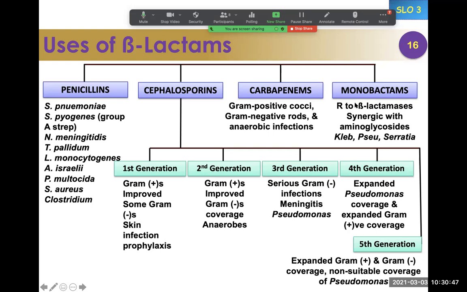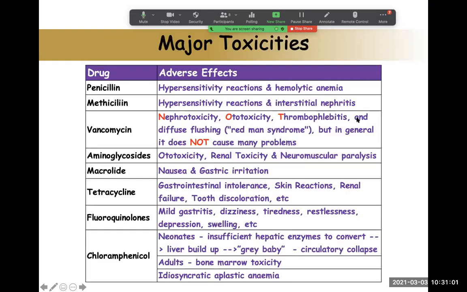And you use monobactams when your bacteria is resistant to beta-lactamases. This is probably about the most commonly used class of antibiotics, the beta-lactams. It's very hard to cover toxicities without going into individual drugs, so here is just a sample of the toxicities we see.